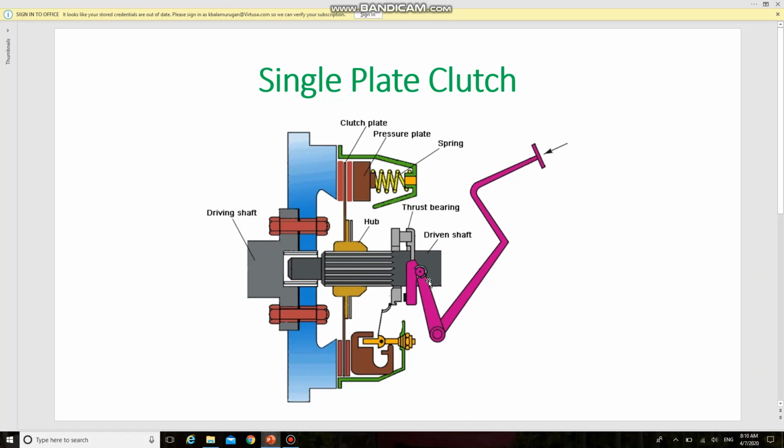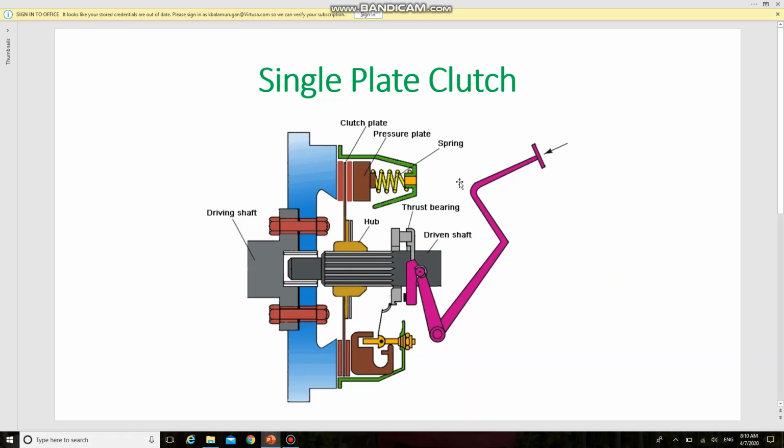The clutch plate is attached with the hub. This clutch plate is attached with the hub casing between the flywheel and the pressure plate. This is the flywheel and this is the pressure plate. It moves axially on the driven shaft. Here friction is responsible for torque transmission, as it is a frictional type of clutch. Here the friction is the only thing responsible for the transmission of torque.